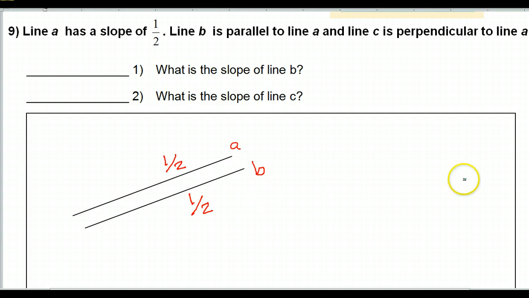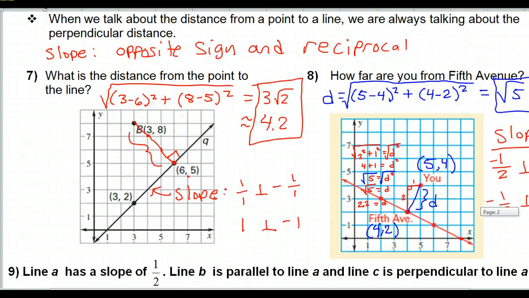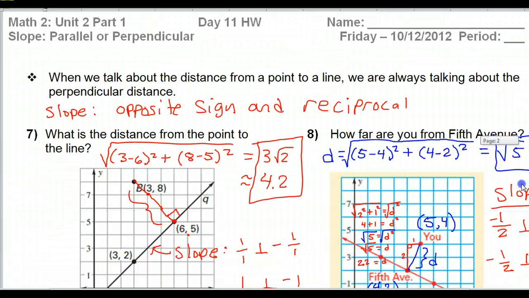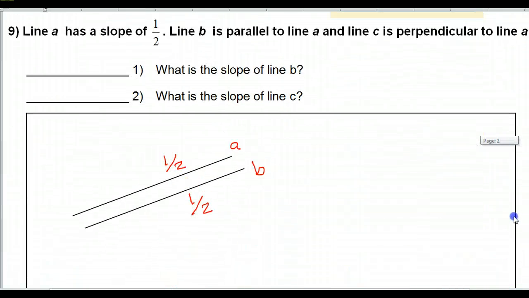On the other page, we just learned, or reinforced, that the slopes of parallel lines are always the same. But that just makes sense with what we learned a long time ago about slope. Parallel lines are equally steep, so of course the slopes are the same. So what's the slope of line B? 1/2.